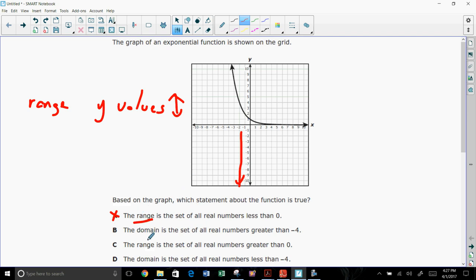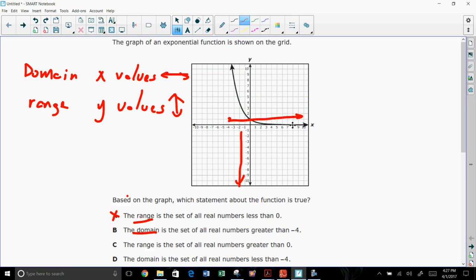B says the domain is a set of all real numbers greater than -4. So what happens, alright, we need to know about the domain now. When we talk about the domain, those are all of our x values. And when we talk about the x values, we're talking about how much you're going side to side. So in letter B it says the domain is a set of all real numbers greater than -4. So here's my -4, and all the numbers bigger than that are going to the right.